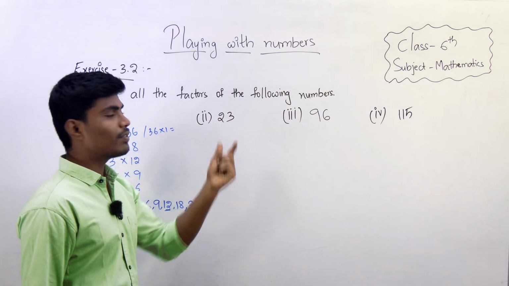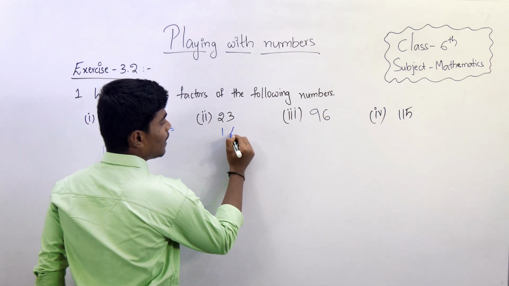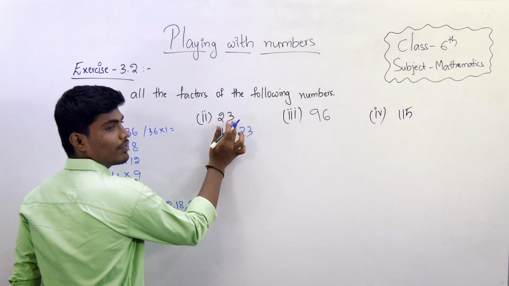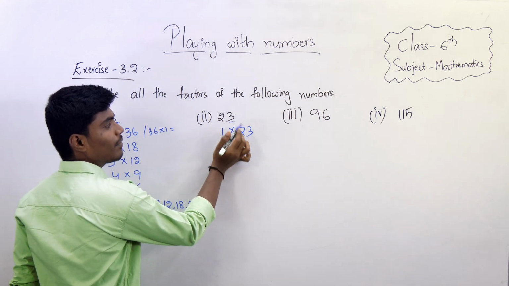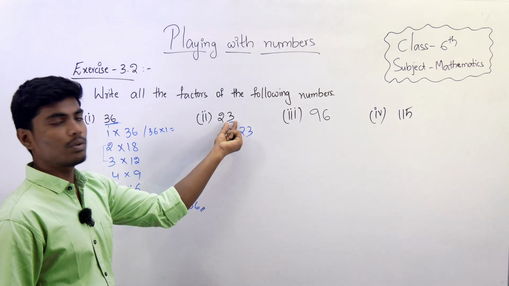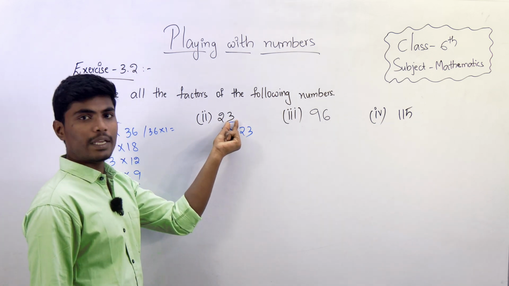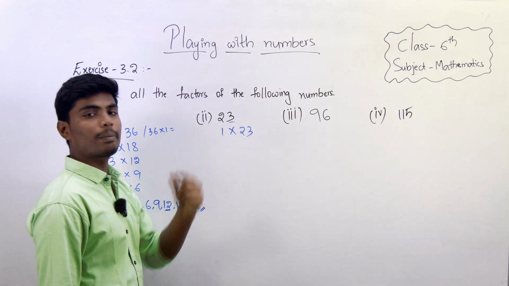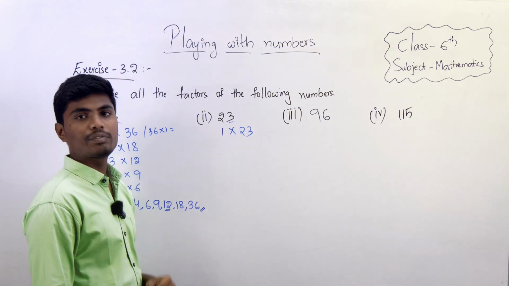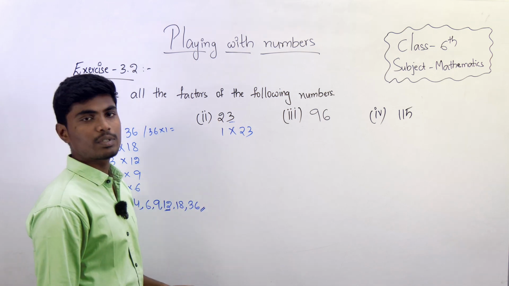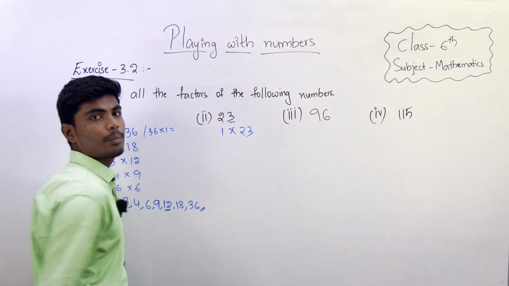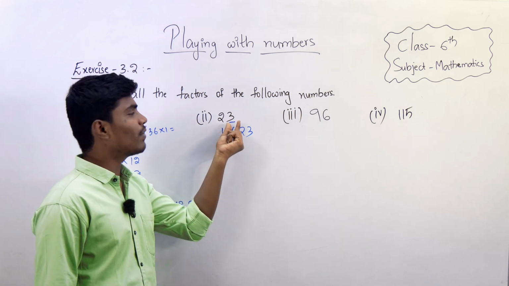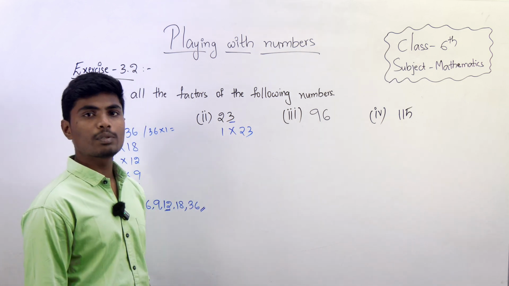Now let's move to 23. See here, 1 times 23 is 23. Is it divisible by 2? No, in ones place we have 3, so it is not divisible by 2. If we check by 3, the sum of digits, 3 plus 2, is 5, so it is also not divisible by 3. 4 also is not divisible. 5 also is not divisible. In ones place we have 3, but for the divisibility rule of 5, in ones place we should have either 5 or 0.